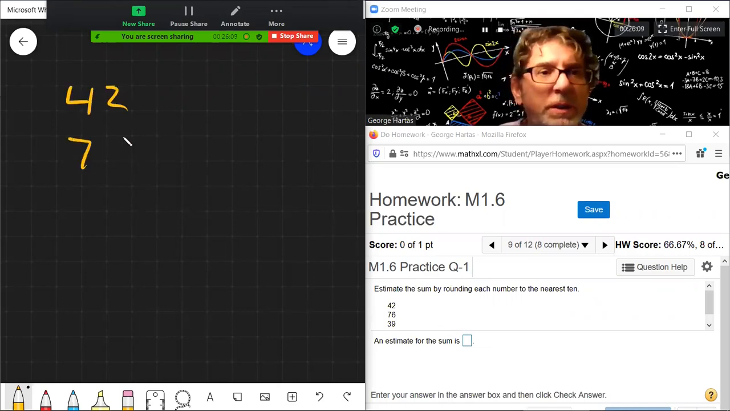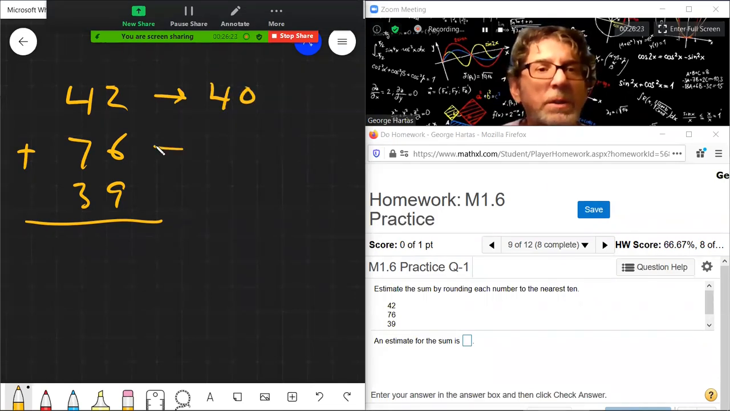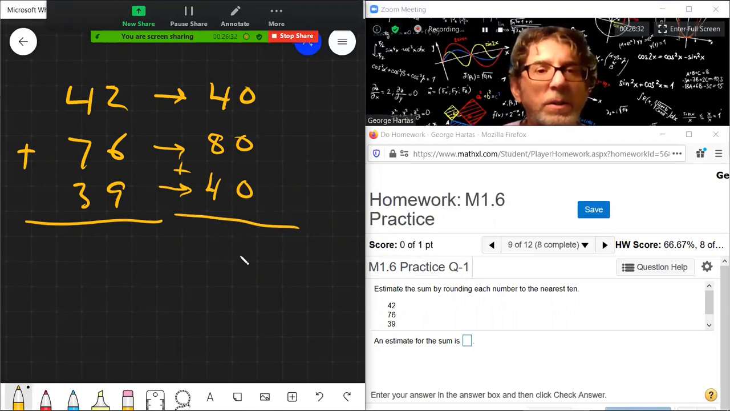42 plus 76 plus 39. Sum, add. So we're going to round to the nearest 10. Top number is 40. Next number is 80. Next number is 40. Add zeros. 4 plus 8 is 12. 12 plus 4 is 16. 160.